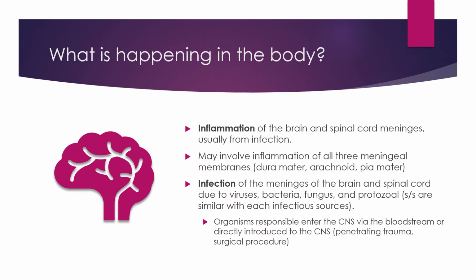So what is happening in the body? There's an inflammation of the brain and spinal cord meninges, which is usually from infection, and it can involve the inflammation of all three meningeal membranes, the dura mater, the arachnoid, and the pia mater. Infection of the meninges of the brain and spinal cord is due to viruses, bacteria, fungus, and protozoa.